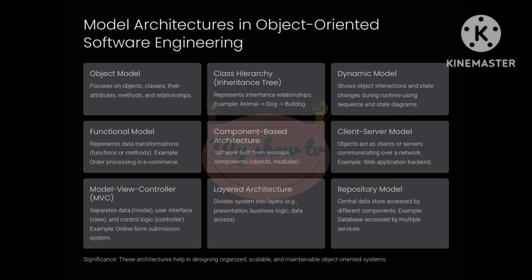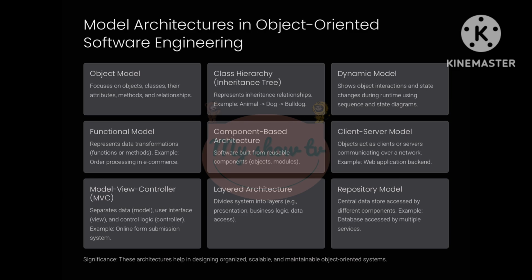3. Dynamic model represents how objects interact and change over time, shown through sequence and state diagrams. 4. Functional model describes data flow and function transformations, focusing on how data moves and changes. Example: order placement process. 5. Component-based architecture. Systems are built from reusable software components. Example: login component reused in different apps.